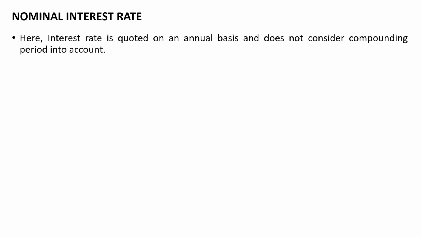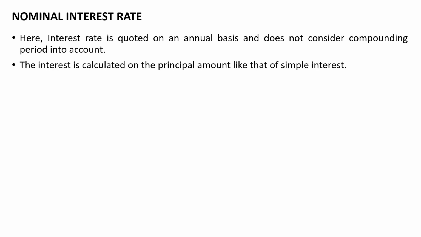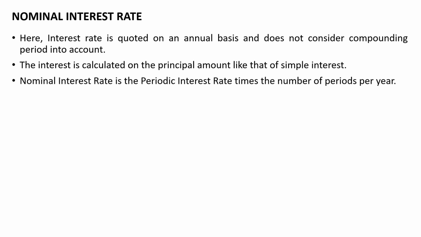Nominal interest rate. Here, the interest rate is quoted on an annual basis and does not take the compounding period into account. The interest is calculated only on the principal amount, just like simple interest. The nominal interest rate is the periodic interest rate times the number of periods per year.